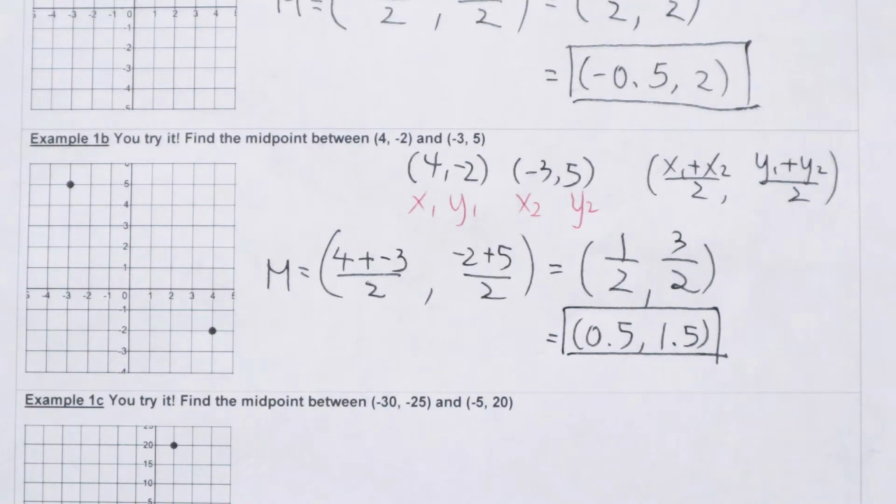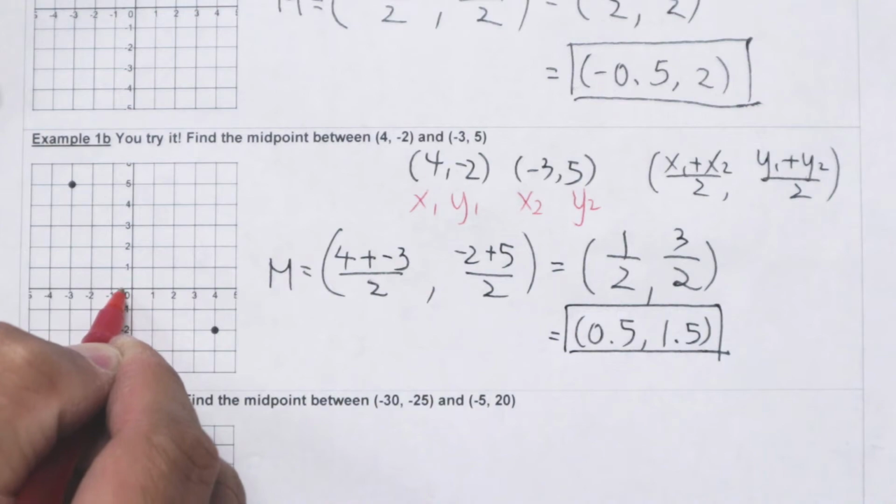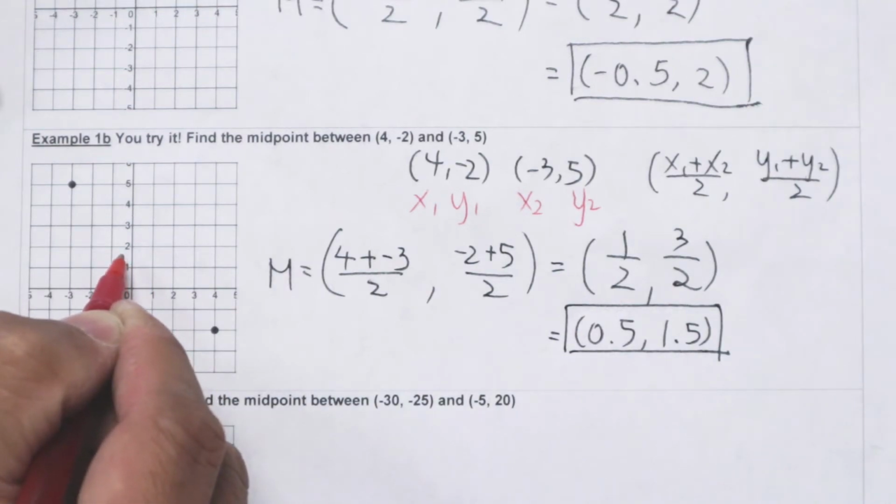Again, we could plot that to verify. So 0.5 is right here, and then 1.5, it's right, oh, sorry.